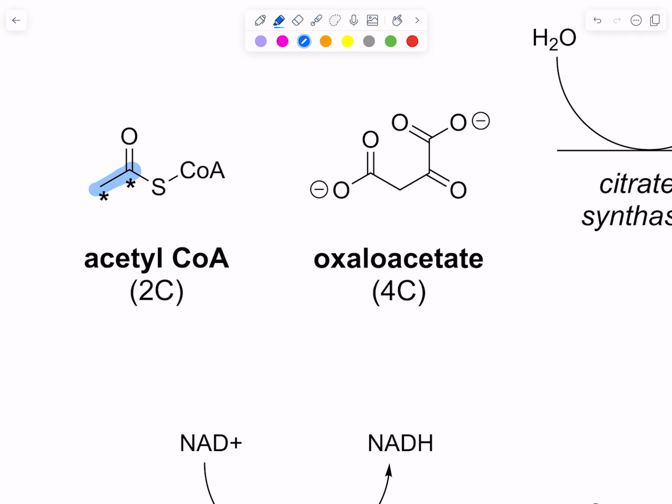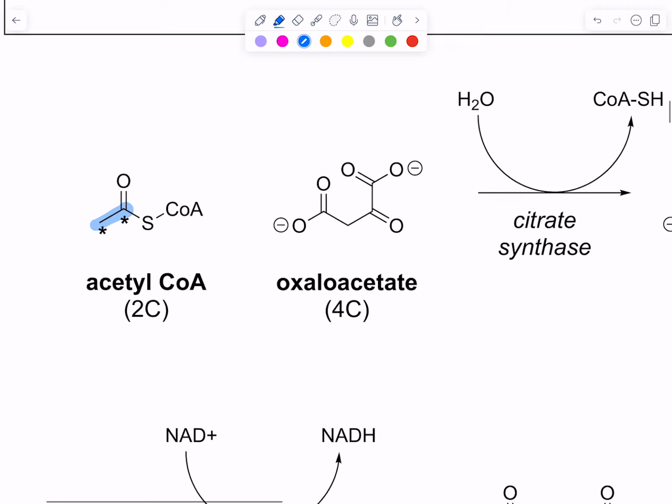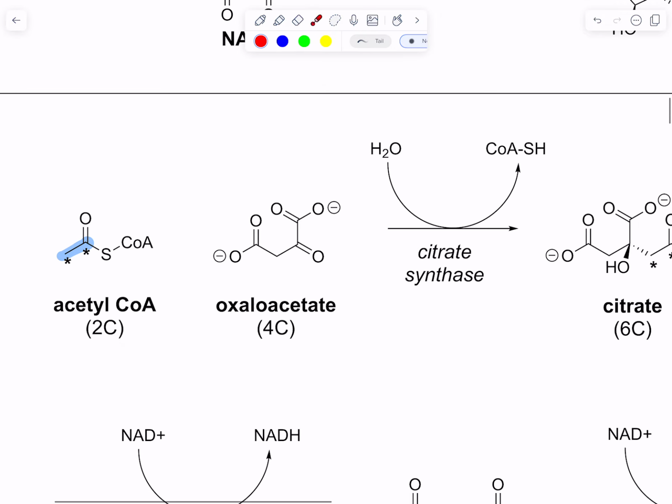Okay? So we start with acetyl-CoA, and then the other reactive partner is oxaloacetate. Oxaloacetate is a 4-carbon diacid with a ketone on carbon 2. Now, if you were looking at oxaloacetate, and if I told you that oxaloacetate is going to be an electrophile, which functional group would you worry about? Which functional group would you focus on?